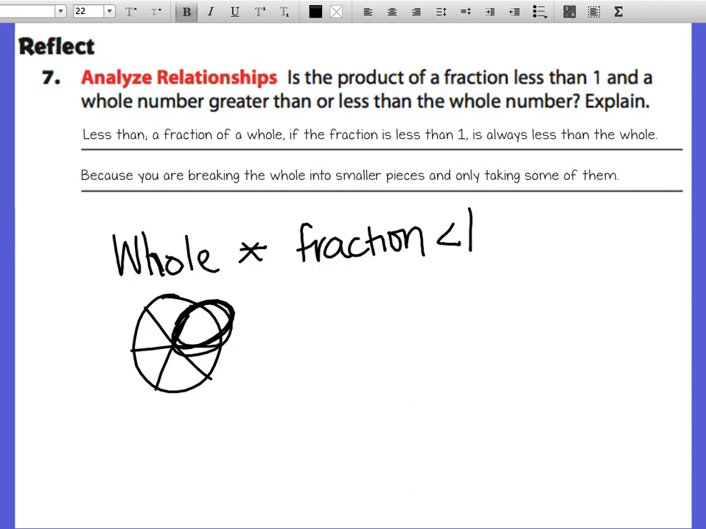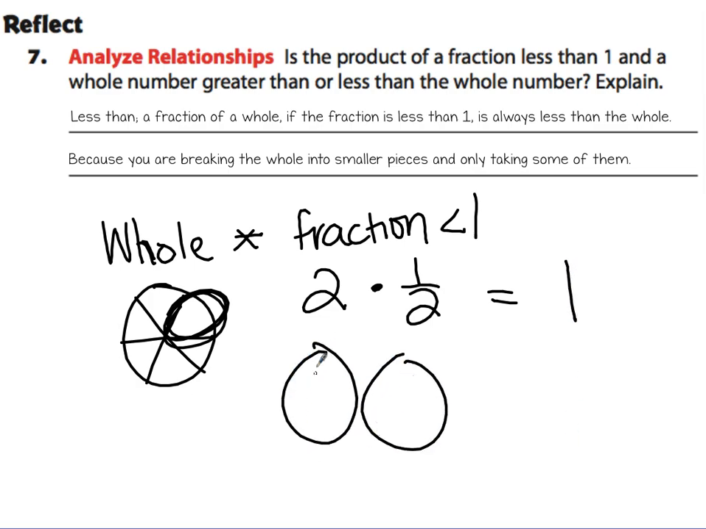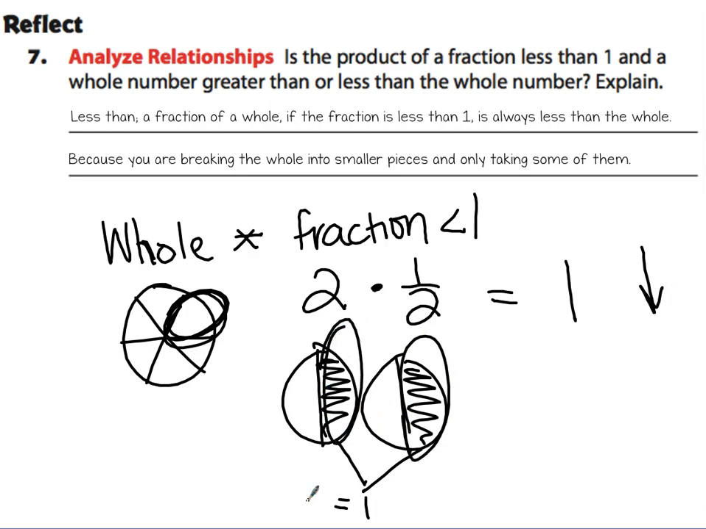So let's say you were doing 2 times half. Well, 2 times half is going to give me 1, because that's telling me that I'm taking 2 pieces and I'm only taking half from each. So this half and this half, which are going to give me 1. So notice my answer got smaller because I'm only taking small slivers of each.